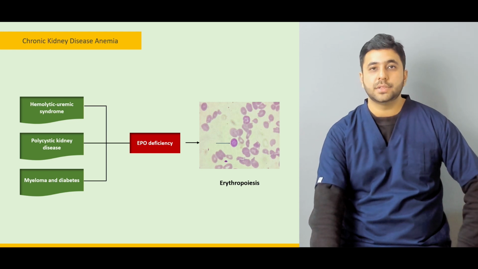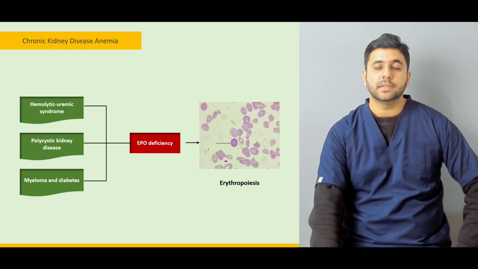Generally, it leads to a normochromic normocytic anemia initially, but if it is long term, it can also transform, just like iron deficiency, into a microcytic hypochromic anemia.